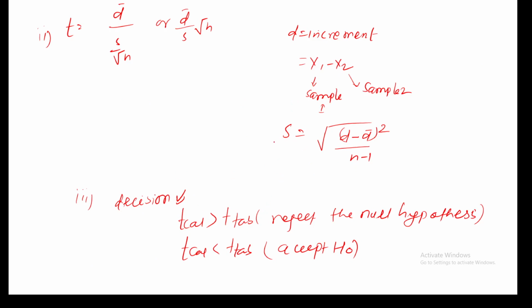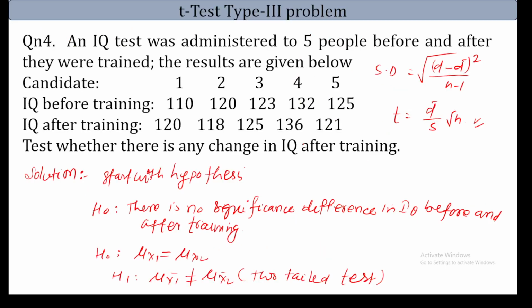The statistic formula will be d bar by s by root n, and s we can calculate from d minus d bar whole square, where d is the increment value. Once you calculate t, you get t calculated, then t tabulated from the table, and with the formula you can take the decision. This test is used whenever we have to check the efficacy before and after training, or before and after drug administration.